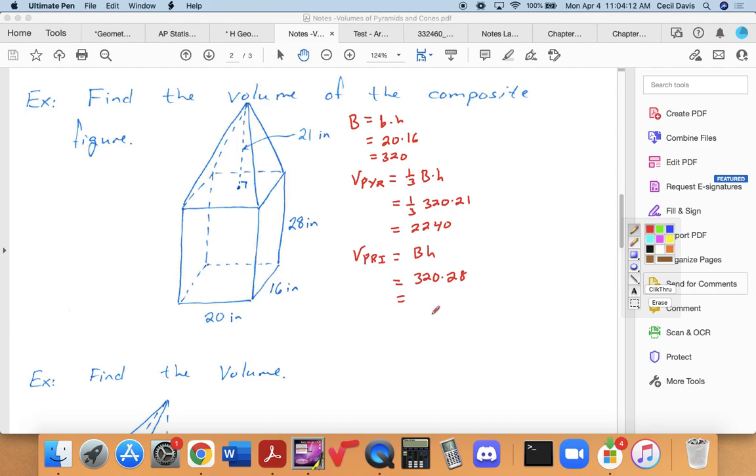No one's got their calculator out? Well, how much? 8,960. So then the volume is just 2240 plus 8960, which is 11200 inches cubed.